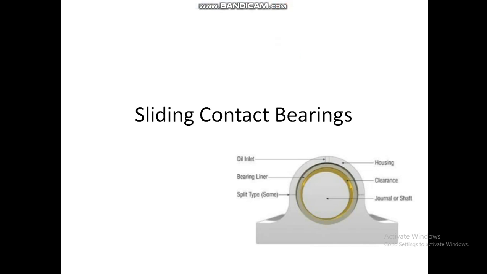Today we will start our new chapter of bearings. This chapter has two parts. First is sliding contact bearing and second is rolling contact bearings. So today we will discuss the introduction part of sliding contact bearings and its types.